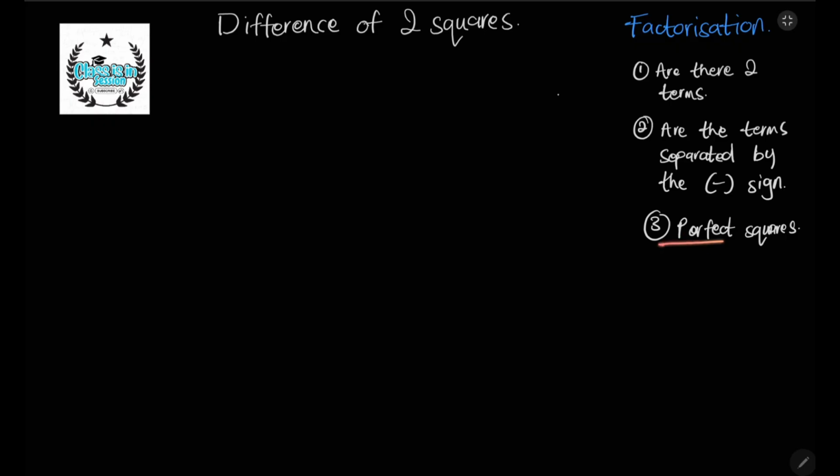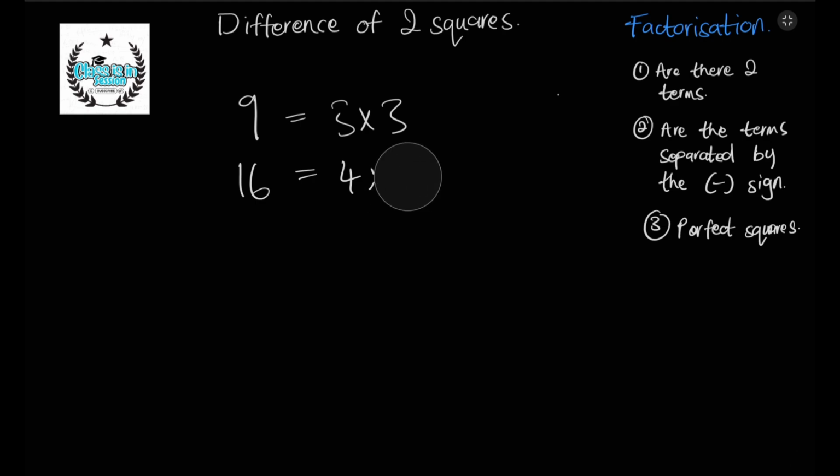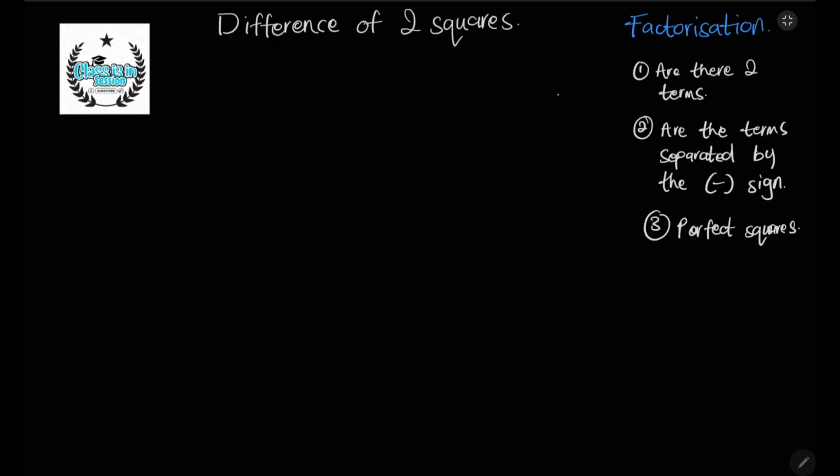Now let me explain what a perfect square is. A perfect square is a number you get when you multiply a whole number by itself. For example, 9 is a perfect square, as you have to multiply 3 by 3. 16 is also a perfect square, because you have to multiply 4 by 4. If you still don't get what I mean, the easiest way to understand this is that when you put a perfect square under a square root, the answer should be a whole number, meaning you shouldn't have remainders.